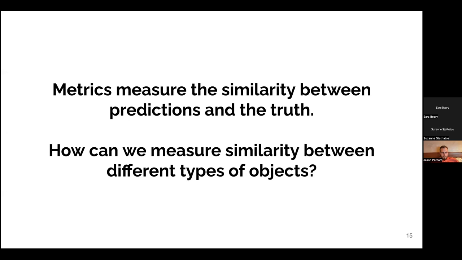And by types of objects, you probably noticed that there's lots of formats for outputs and labels in all your projects. So maybe you're doing classification or detection or segmentation. Each of those has its own sort of geometry, like is it a box? Is it just a discrete integer telling you the class label? Is it a segmentation mask that shows you a continuous area in the image? And so each of these kinds of objects has a different natural way to measure similarity.